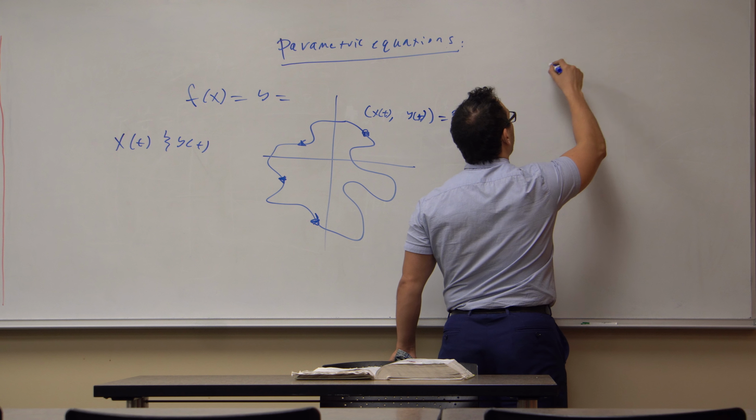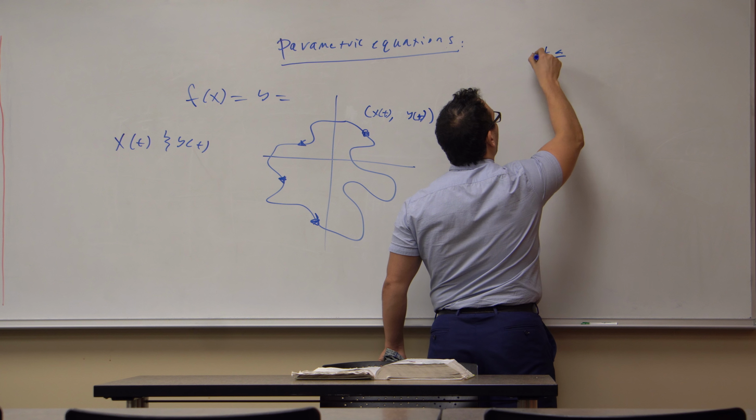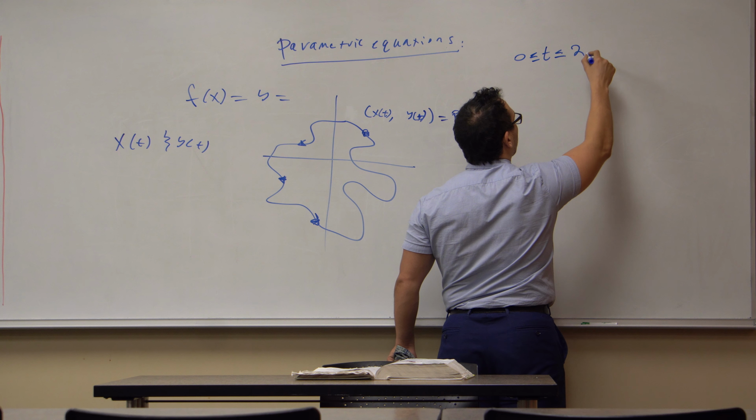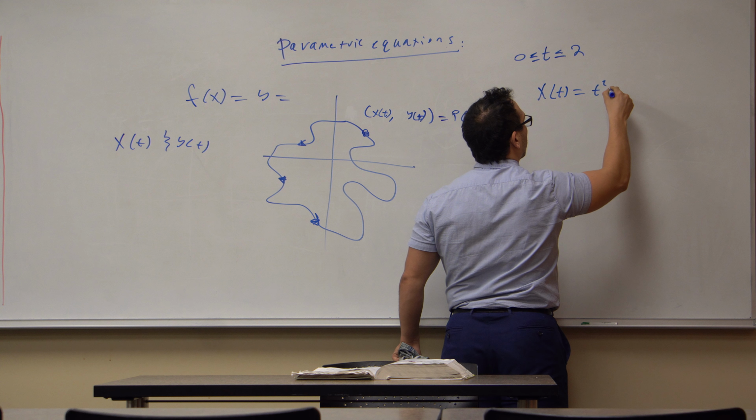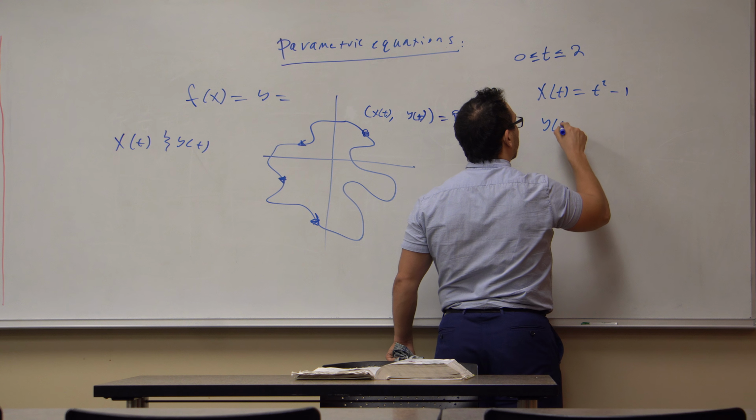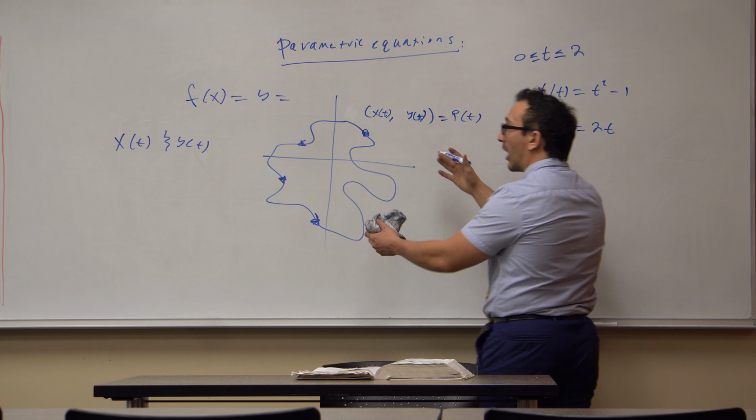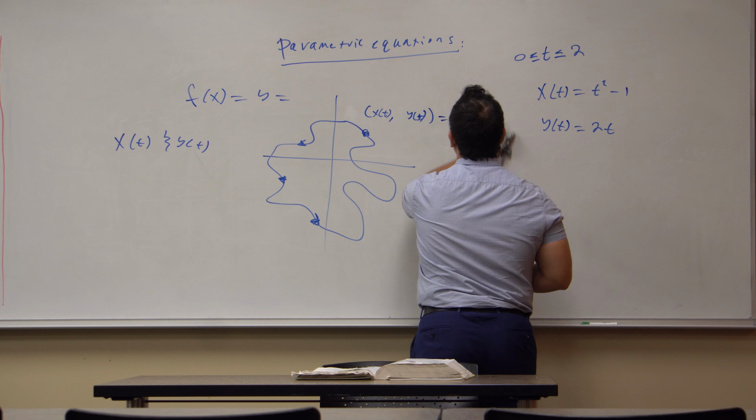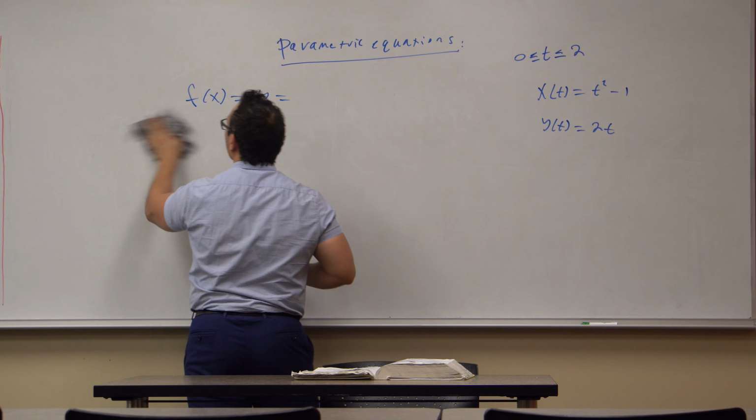So let's come up with, let's say, let t range from 0 to 2 seconds. And let's let x of t equal t squared minus 1, and let's let y of t equal 2t. We can now plot, like this, the parametric equation. So here's how to graph a parametric equation.